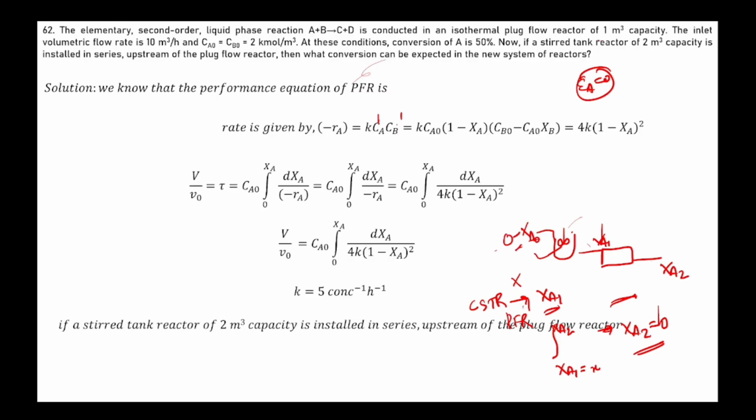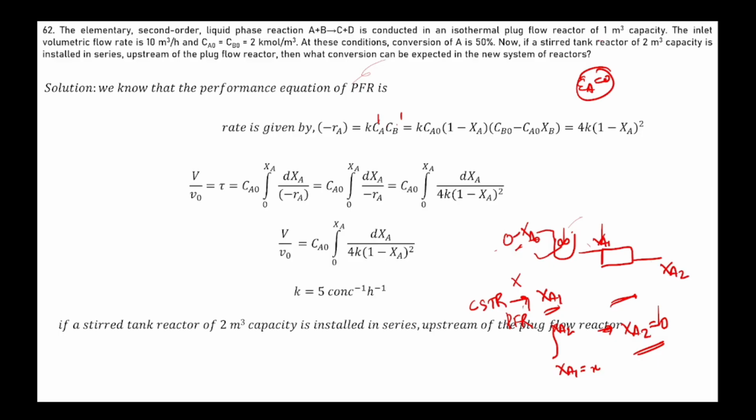Now, if the stirred tank reactor of 2 meter cube capacity is installed in the upstream, first calculate XA1, then in the PFR, from XA1 to XA2, you have to integrate and you will find XA2. Okay. So it is up to you guys.